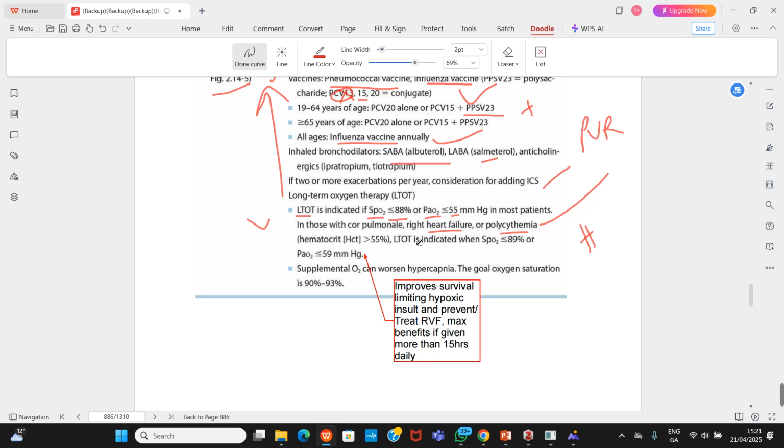So anybody having right heart failure, polycythemia, you don't wait for it to get to 88. Once it's at 89 or less, go and give them oxygen therapy. And if the PaO2, you don't wait for 55. If it's at 59 or less, go and give them oxygen therapy. And don't forget you want to titrate because supplemental oxygen can worsen their hypercapnia.